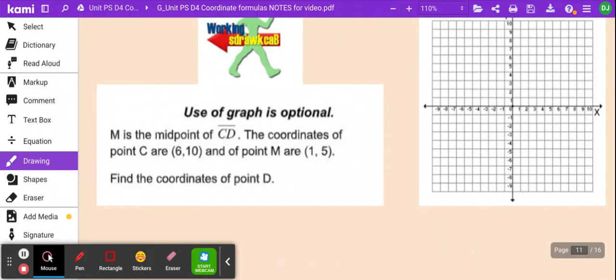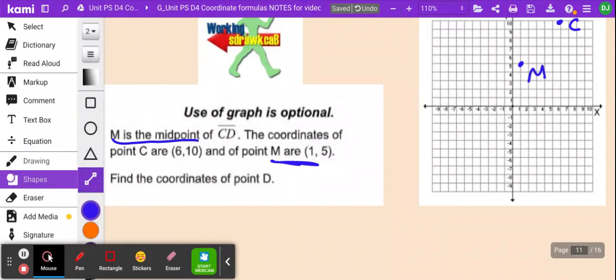Okay, so M is the midpoint of CD. The coordinates of C are 6, 10. So I'm going to go up to 6, 10, and that's my C. Now, look at what I have here. This is the midpoint. So at 1, 5, I've got the midpoint. Let me get my straight little line maker. Okay.